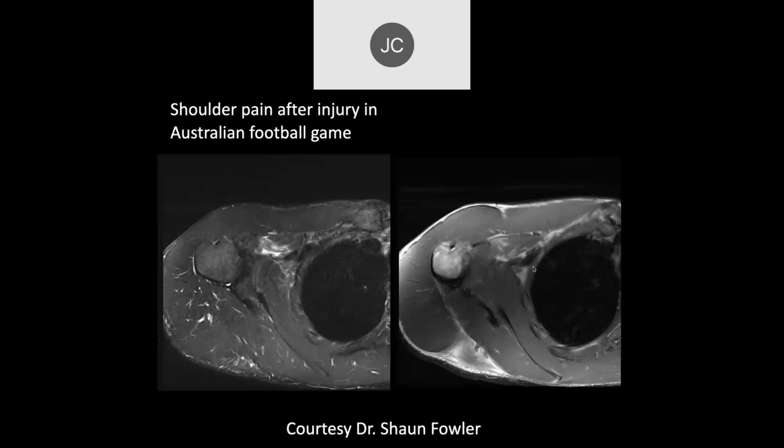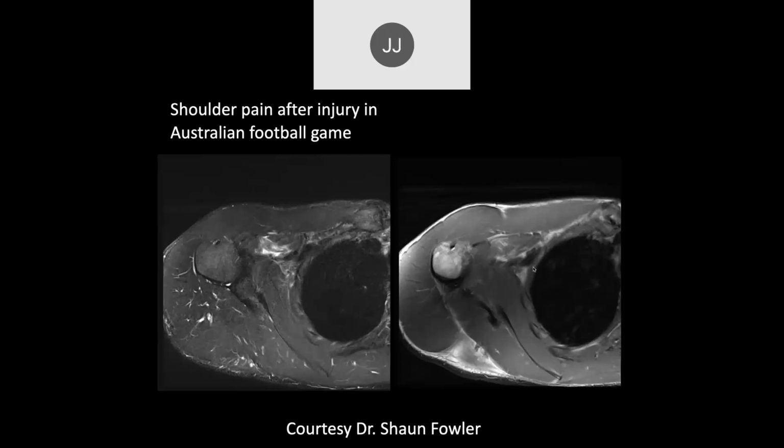Shoulder pain after injury in an Australian football game. So two axial images. People complain about American football, but there are a lot more injuries in Australian rules football, as well as rugby in Australia. That's rugby. And having seen football and rugby both, I think rugby produces more injuries than football.